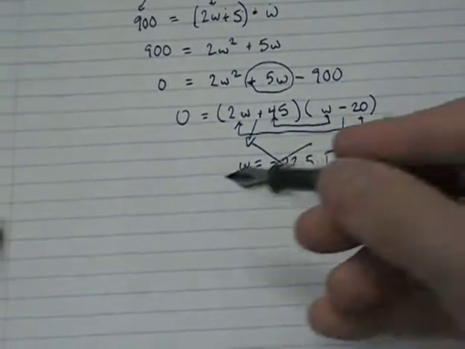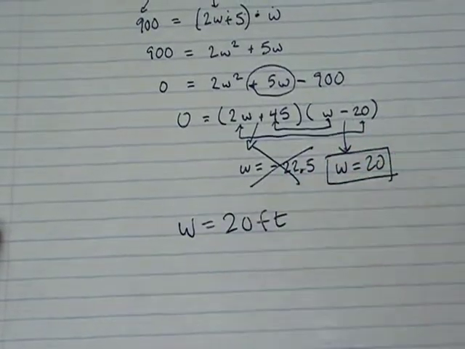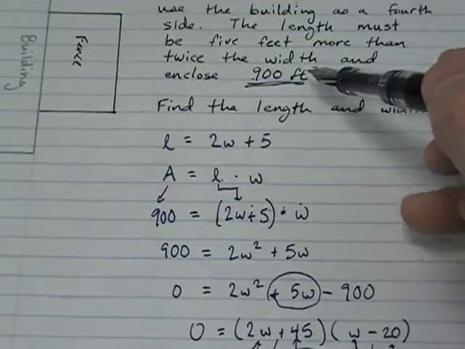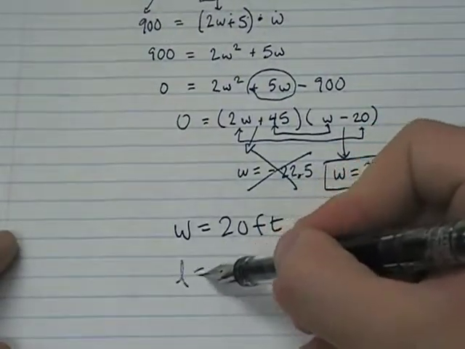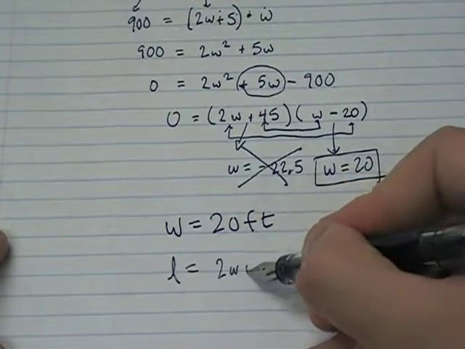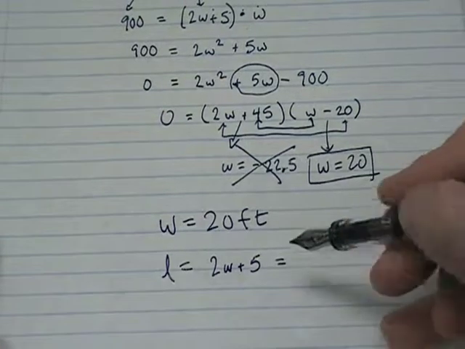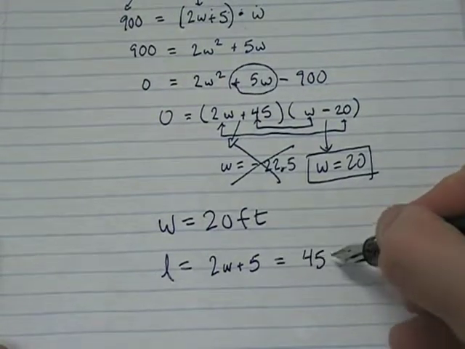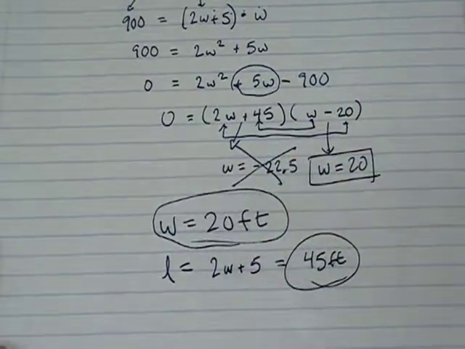So what are our answers? Well, we know W equals 20 feet because the area was in feet squared. And we know the length is 2W plus 5. Well, 2 times 20 is 40, and 40 plus 5 is 45 feet. So there's your length and there's your width.